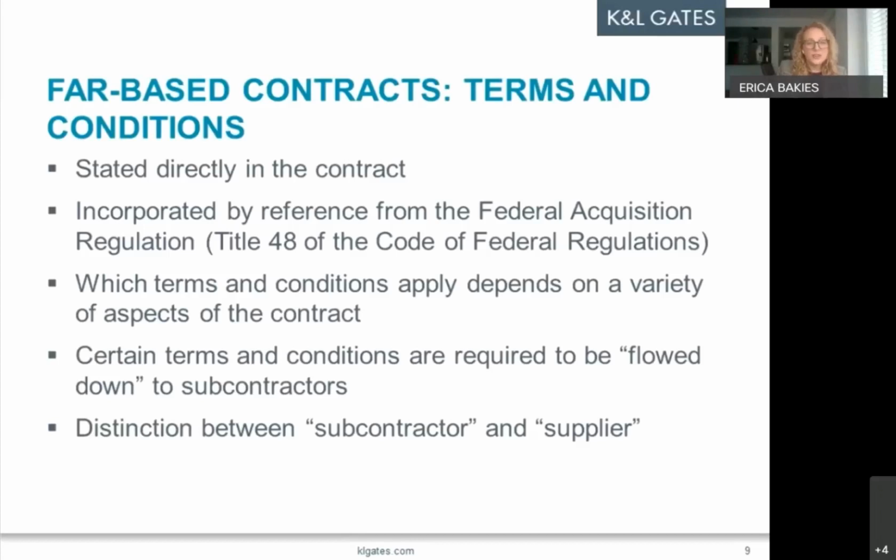And then we should also note that there is a difference between subcontractors and suppliers. So subcontractors generally directly assist the performance of a government contract, while suppliers generally support the prime contractor in conducting business. And I am going to turn it over to Dave to talk about grants.